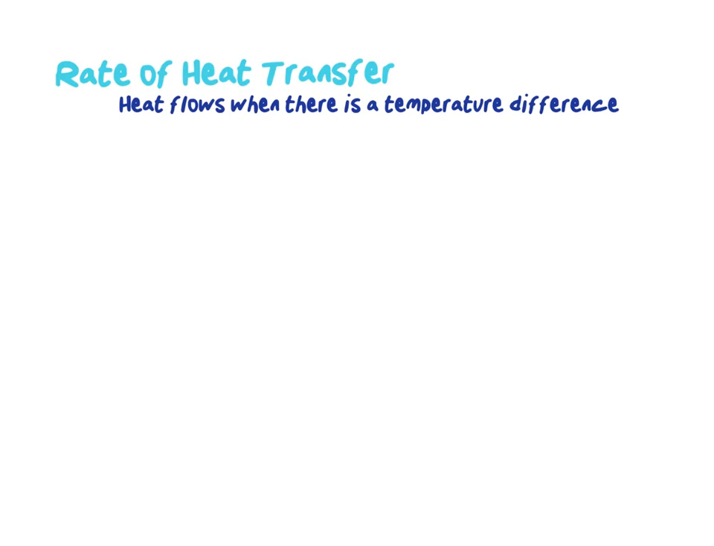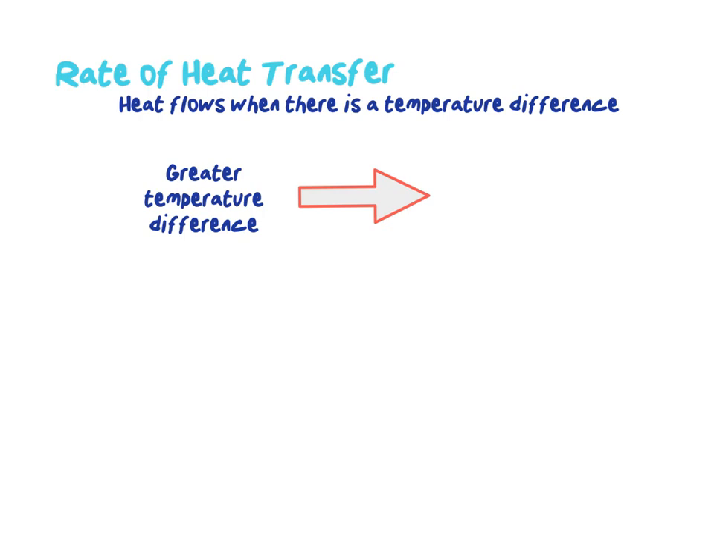Now, how quickly heat transfers could be approached from many different standpoints. We already have established that heat flows when there's a difference in temperatures. So it kind of goes without saying that if there's a greater difference in temperature between two locations, there will most likely be a faster heat flow. But let's see what else can affect the rate of heat transfer.